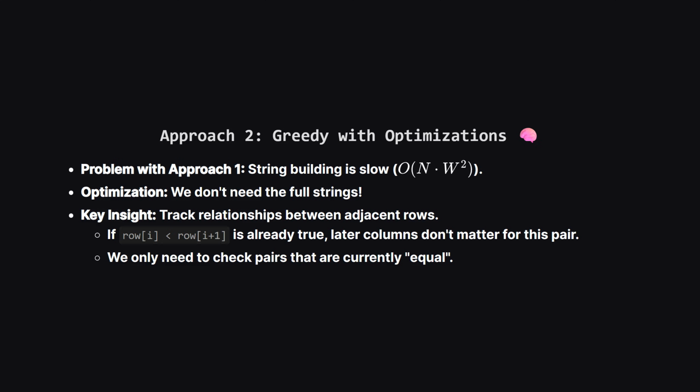Approach 1 works, but building those strings over and over is a bit slow. We can do better with approach 2, greedy with optimizations. The key insight is that we don't actually need to store the strings. We only need to know the relationship between adjacent rows. Remember the dictionary example. If row 0 is already strictly smaller than row 1 because of an earlier column, say apple versus banana, then whatever happens in the current column doesn't matter for that pair. They are permanently sorted. We only need to worry about pairs that are currently equal, like apple versus apply.